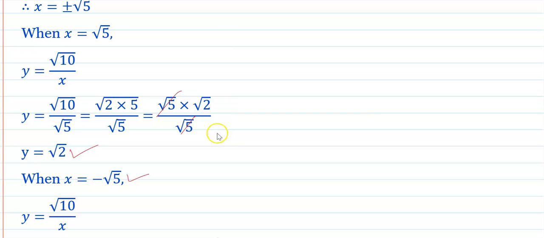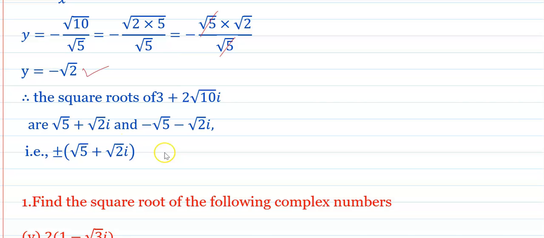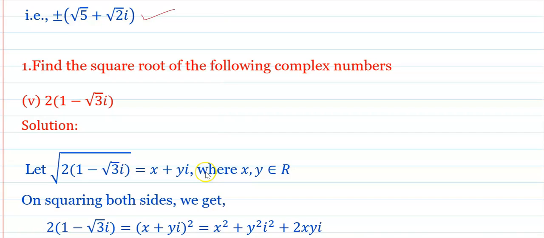Okay. Now, hence, the roots are: when x is equal to root 5, the first complex root is root 5 plus root 2i. And what about the second? The second is minus root 5 minus root 2i. This is the second one. Therefore, the square root of 3 plus 2 root 10i is equal to plus or minus root 5 plus root 2i. Now, the next question.